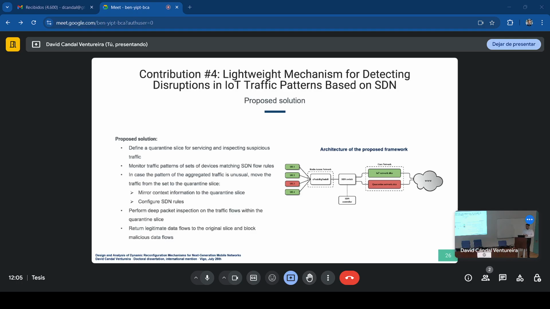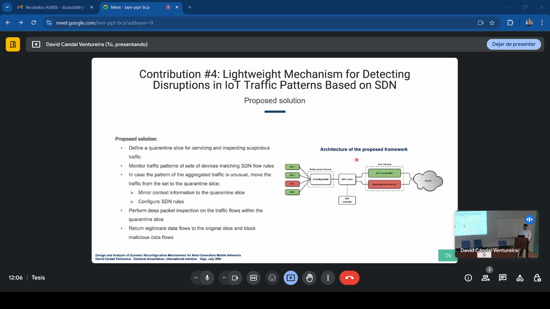For example, the traffic may deviate just because there is an update or a strange event on these devices. And by splitting the traffic into two isolated network slices, we also protect the traffic of those devices that do not show deviations in their behavior.